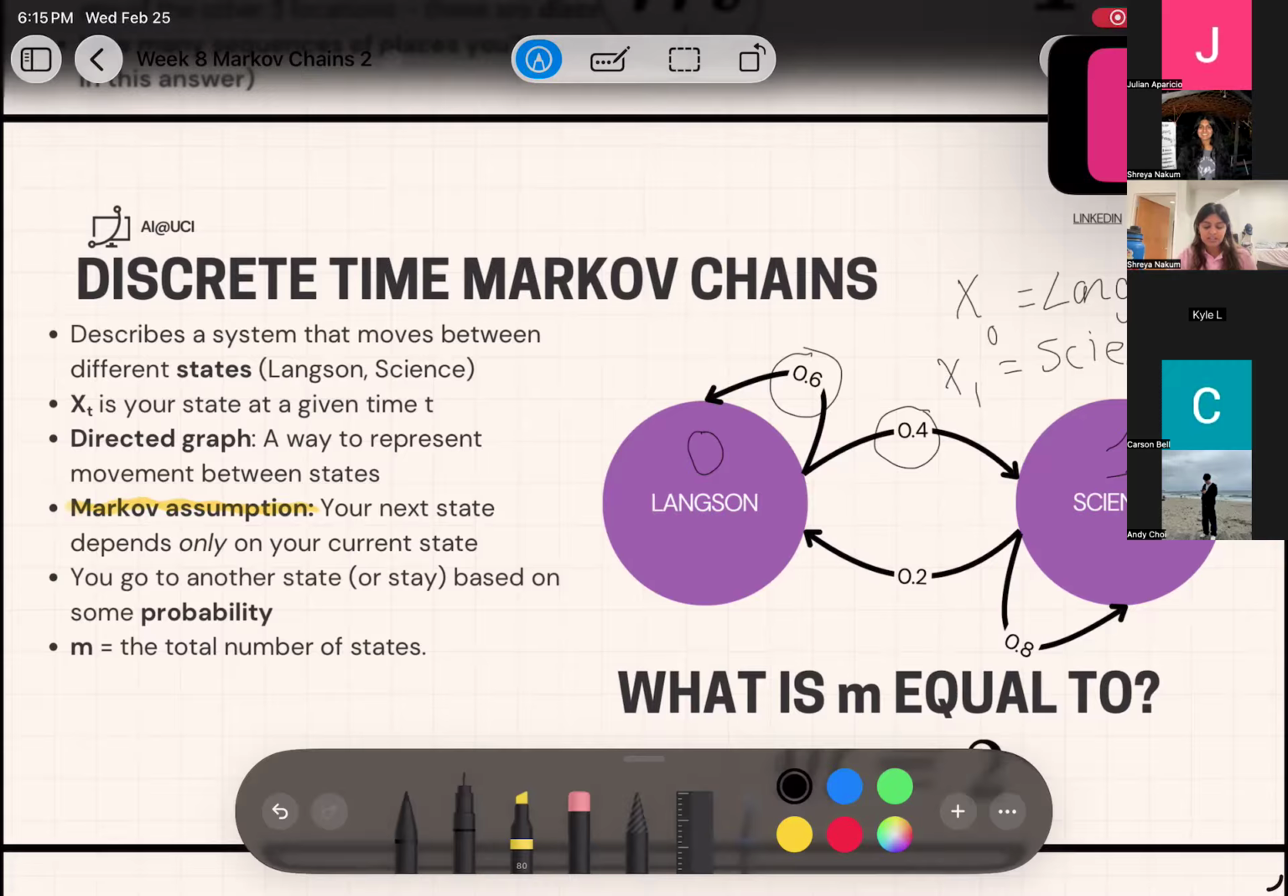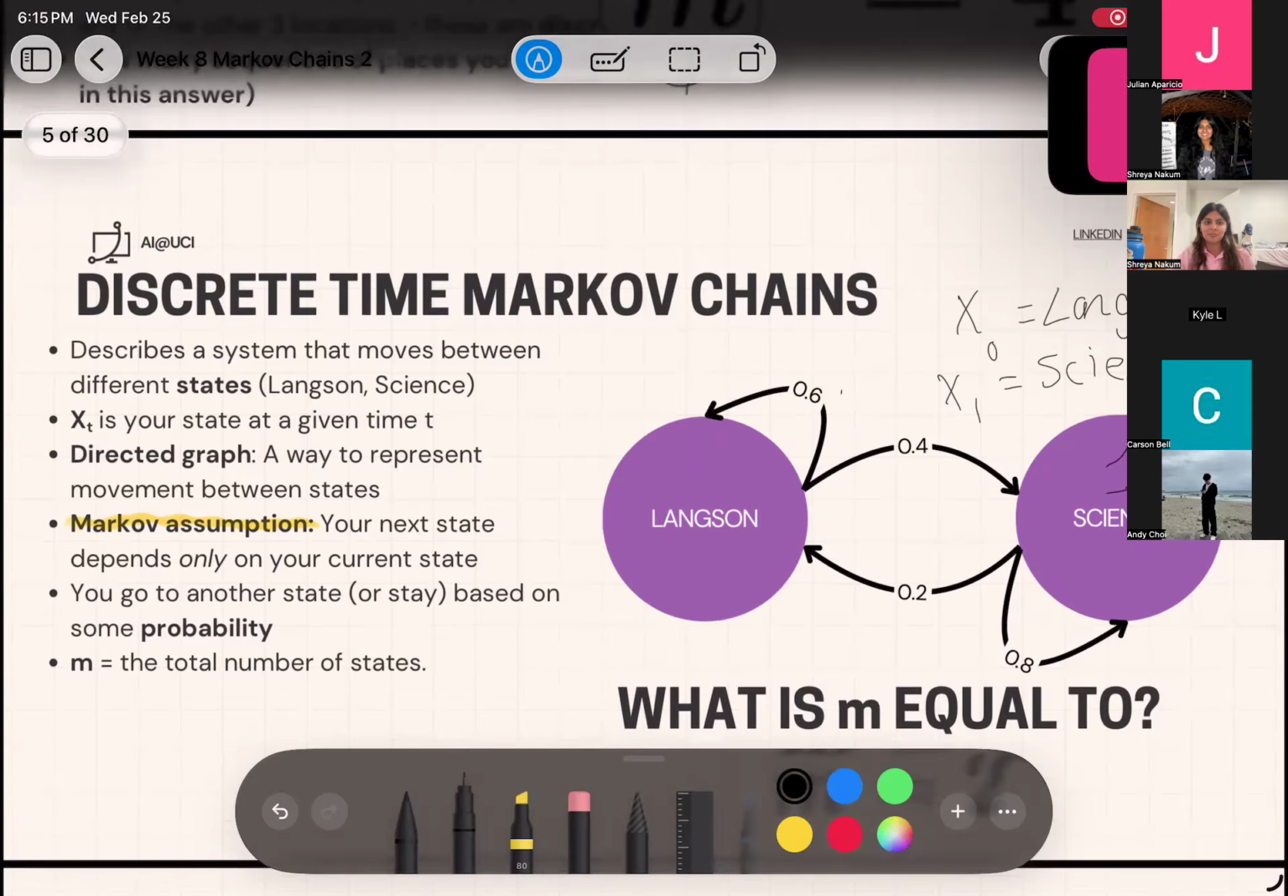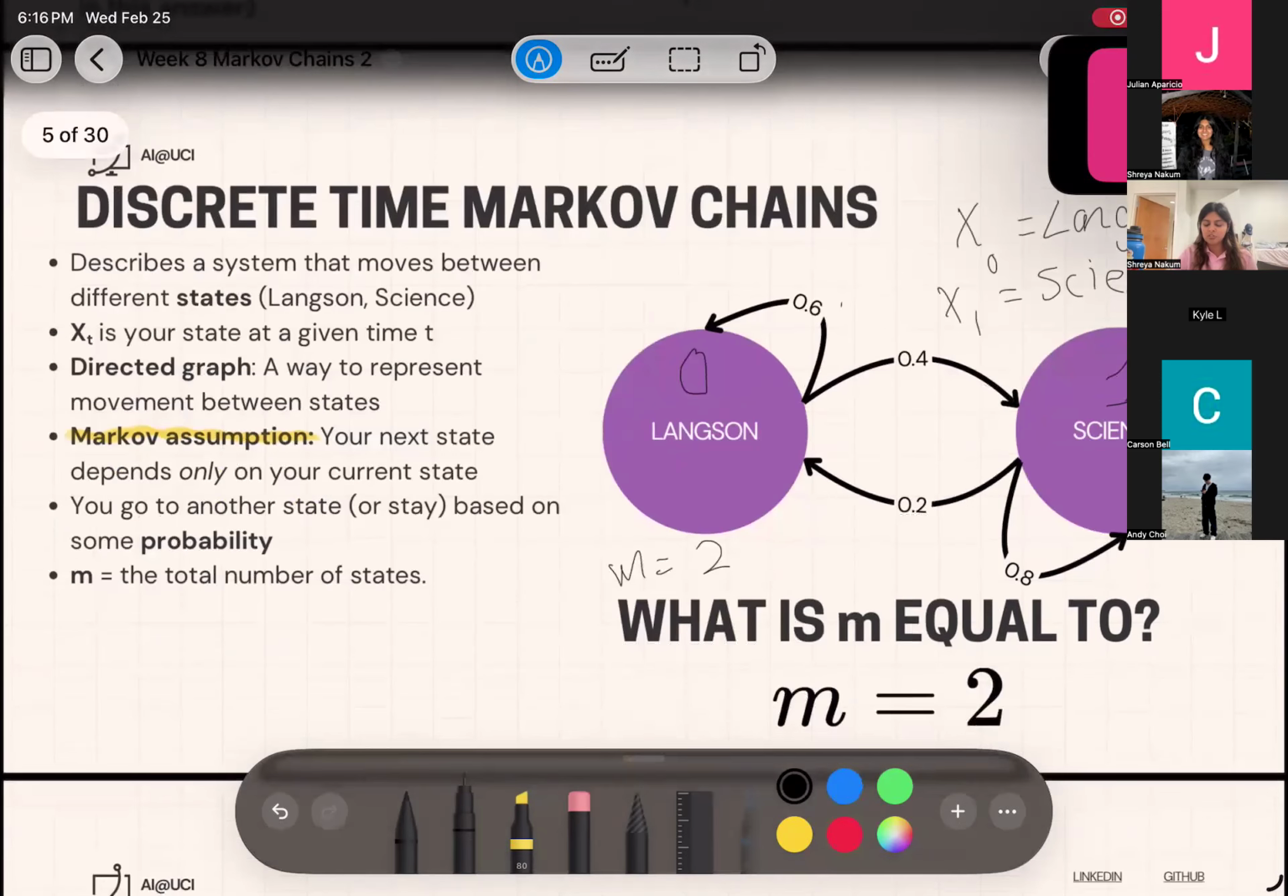And then the last thing to talk about is M, which is the number of states. So let's say that these are the states that we're going to go to. What is M equal to? Pretend you can't see the answer right there. M equals 4. Or I guess in this particular diagram, it's 2. Yeah, M equals 2 because there's only 2 states. We can either be at Langston or be at science. That's it. Any questions so far about the vocabulary and how to describe things now?